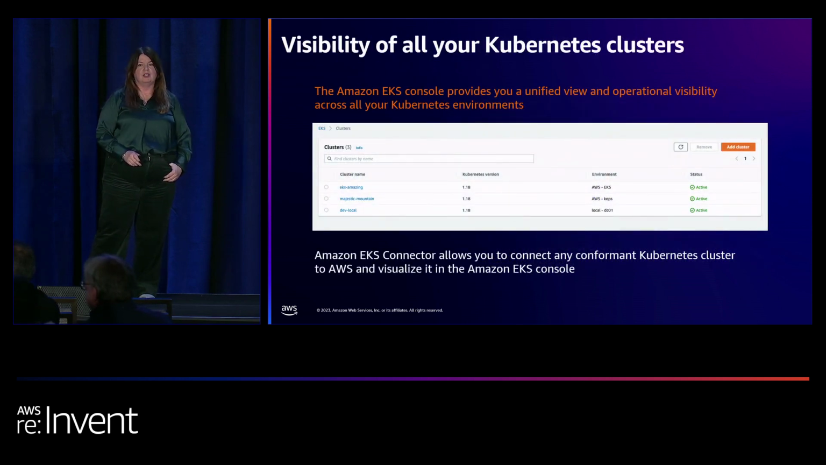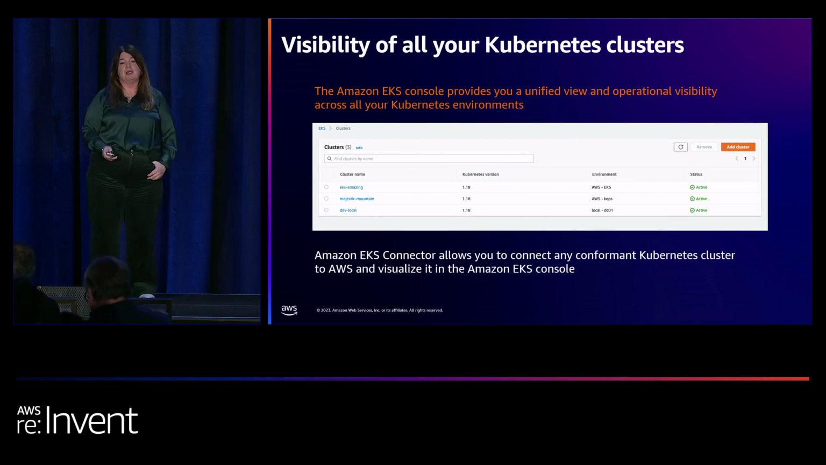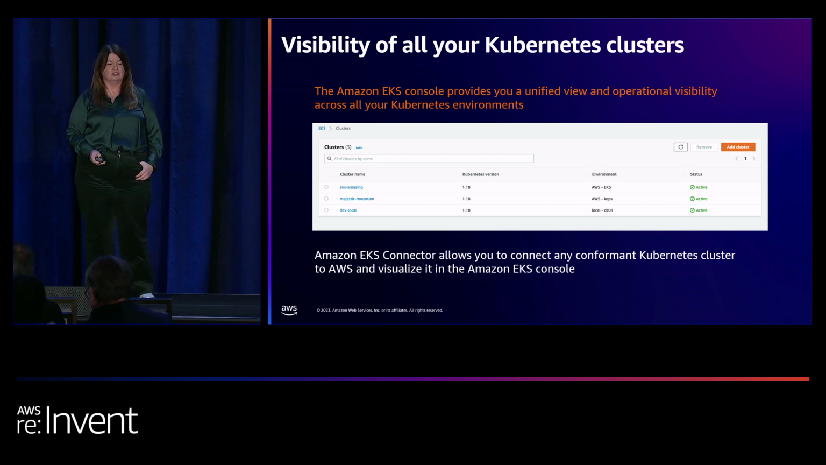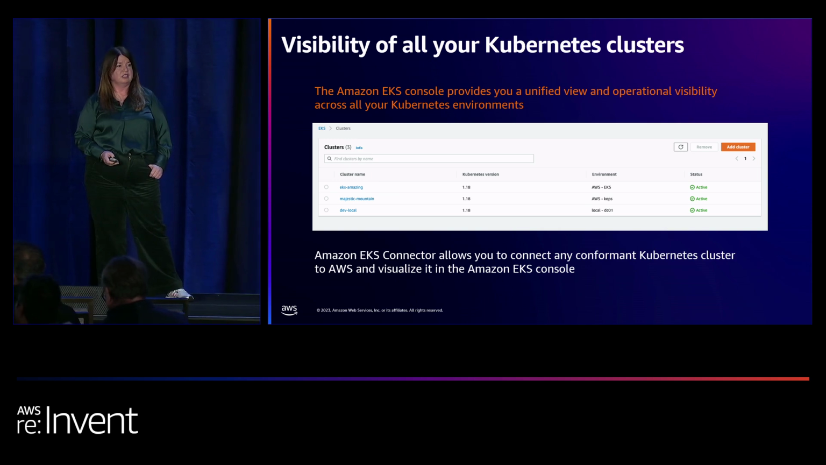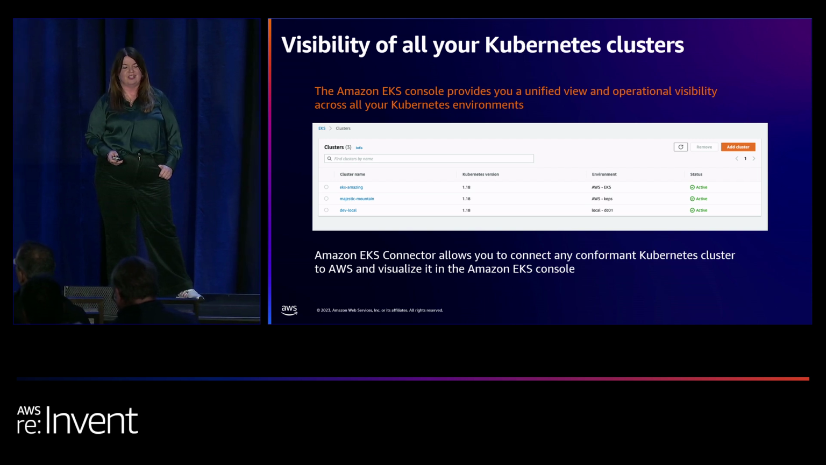You've probably got at least one operations team, and maybe more. So to make it easy for centralized operations teams to know about your Kubernetes clusters, Amazon EKS has a console that can be used to see all of your Kubernetes clusters, whether they are other EKS clusters, other Kubernetes clusters running on AWS, on-premises, or even on other clouds. It does this using the EKS connector.